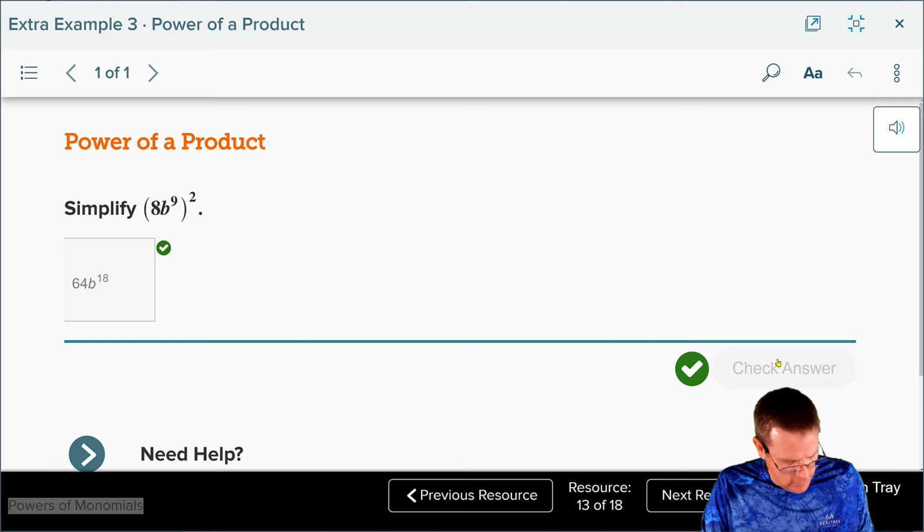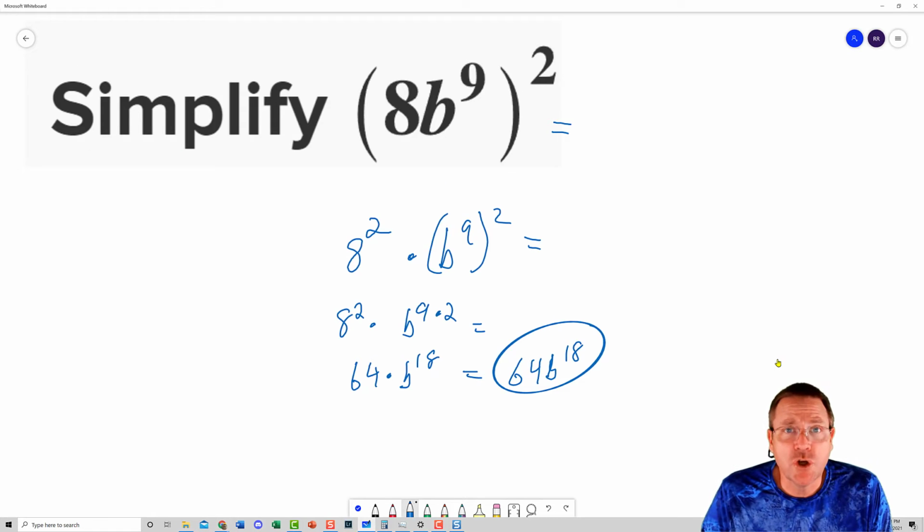Very easy to do this stuff, but you do need to make sure you're showing the supporting work just like I'm showing to you right here.